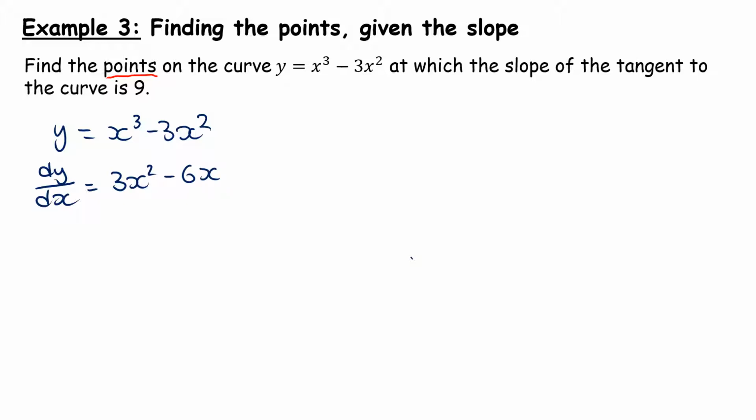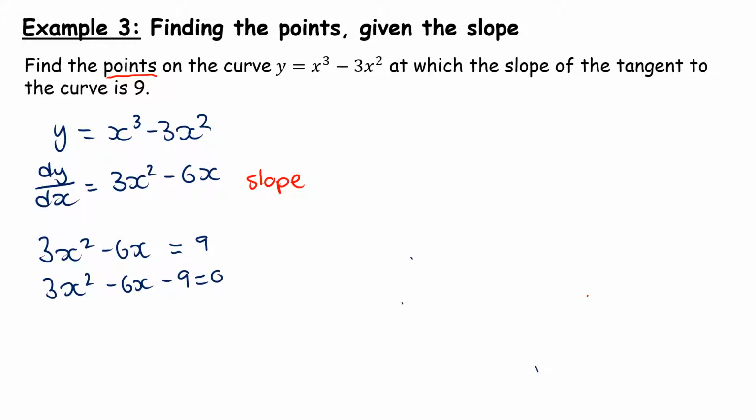So there's my slope of the tangent, and they've told me that this slope is, and the translation to maths of "is" is always equals, 9. Okay, so what we actually have now is a quadratic, so we're going to clean that up slightly. 3x squared minus 6x minus 9 equals 0.